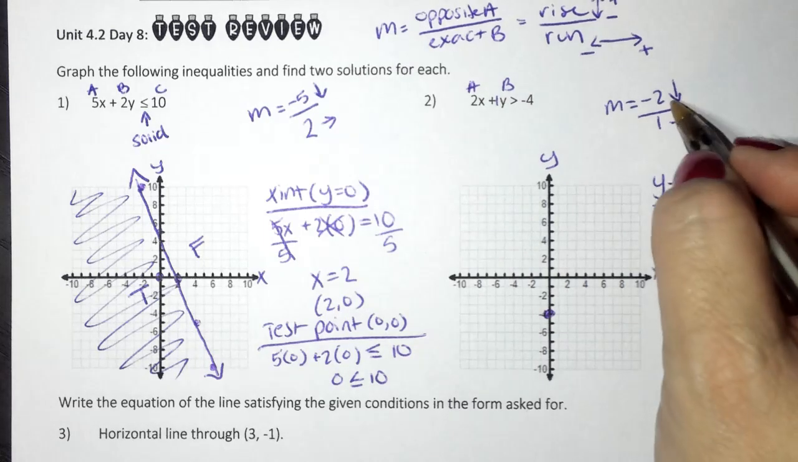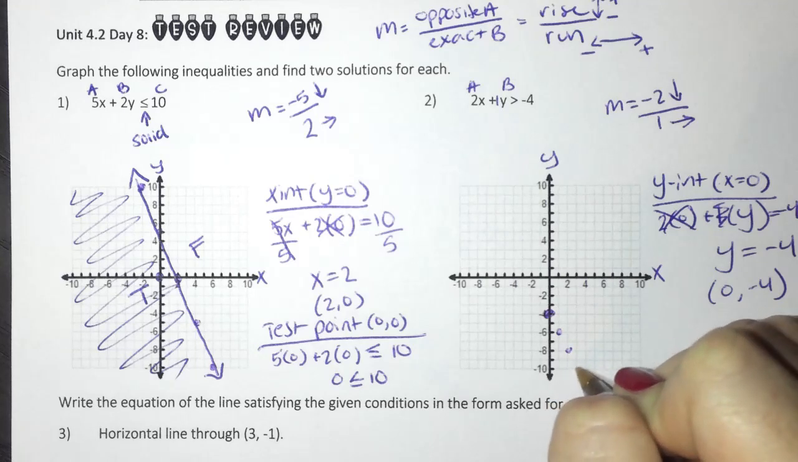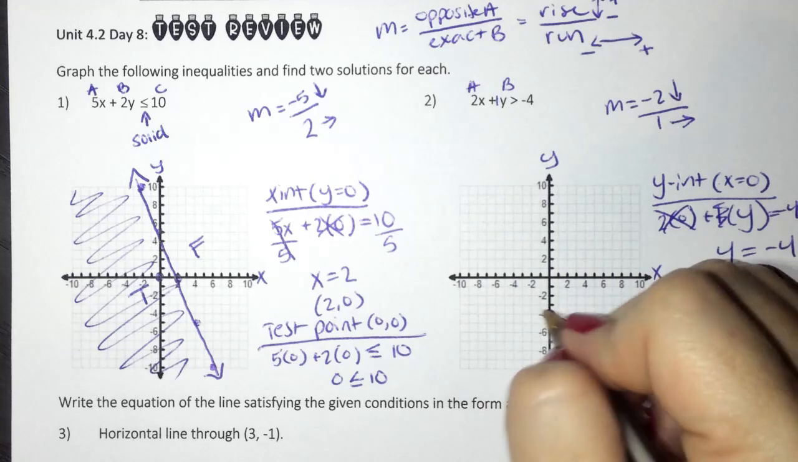So we know that we're going to go down 2, right 1. So down 2, right 1, and repeat. We can also go up 2, left 1 to follow the pattern.